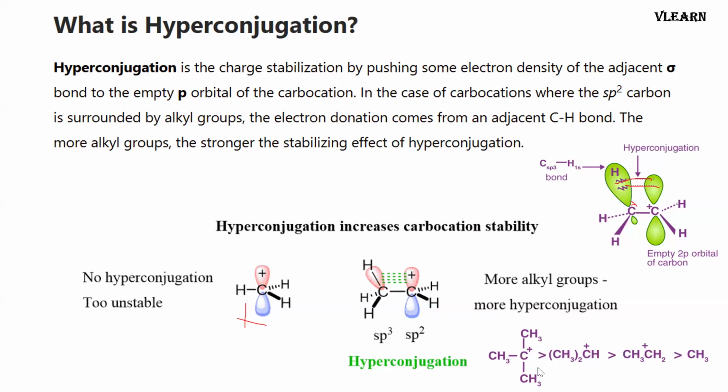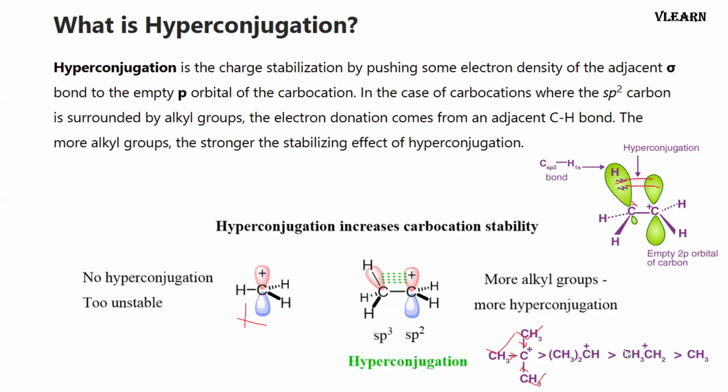See, this is a tertiary carbocation. We have three methyl groups: one, two and then three. So from all sides the hyperconjugation effect will be taking place, thus this tertiary carbocation is highly stable. And here we have only two methyl groups, so from two sides hyperconjugation will be happening, thus stabilizing the carbocation.